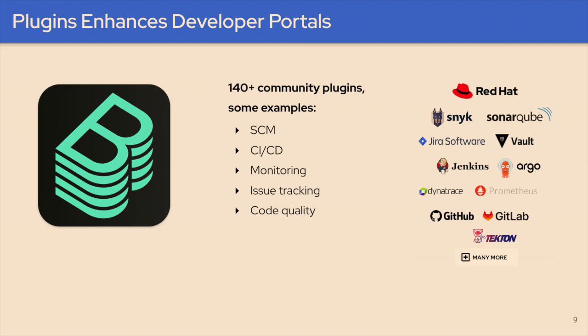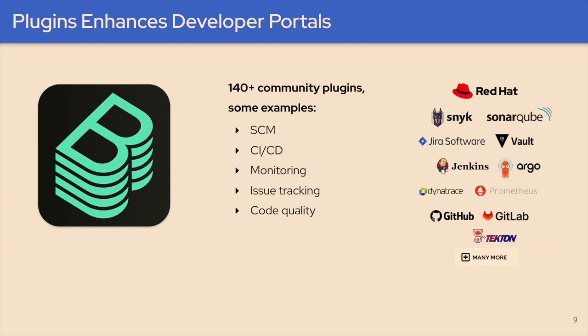Here is an example of the different plugins that you have access to. If you go to the backstage.io website, you will see a plugins page, and you have over 140 plugins. So basically, mostly all the common tools will be there. On the SCM side, you will have GitHub, GitLab, Bitbucket. On the CI/CD side, it will be Argo CD, Jenkins, GitHub Actions, GitLab CI, and a lot more.